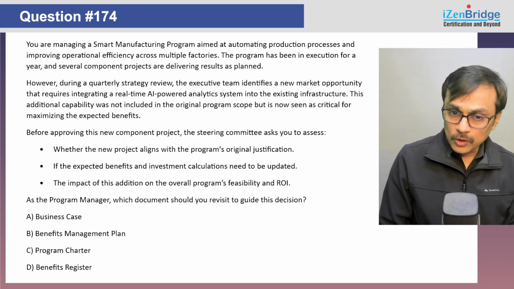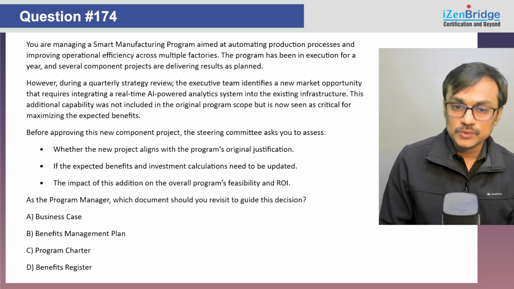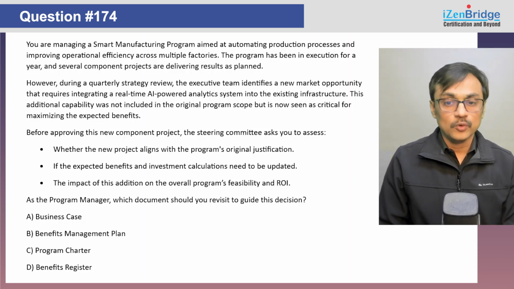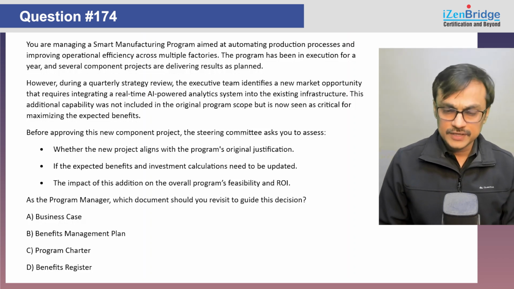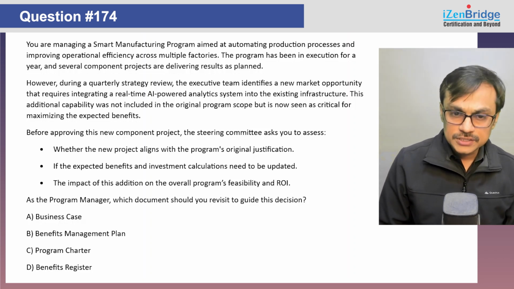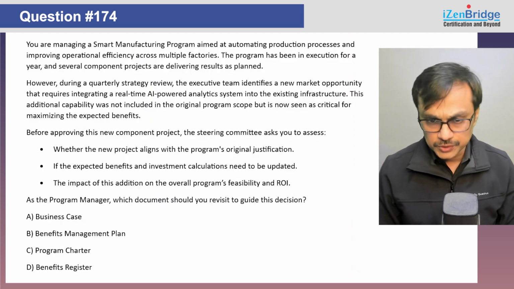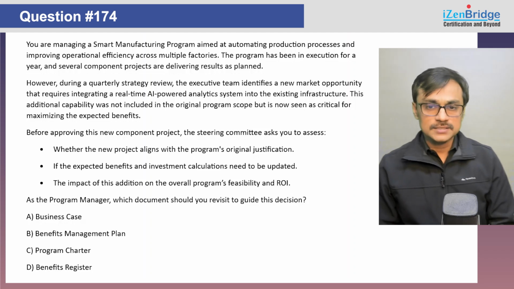Before approving the new component project, the steering committee asks you to assess whether the new project aligned with the program's original justification, if the expected benefit and investment calculation need to be updated, and the impact of the additions on the overall program feasibility and ROI. As a program manager, which document should you revisit to guide this decision?